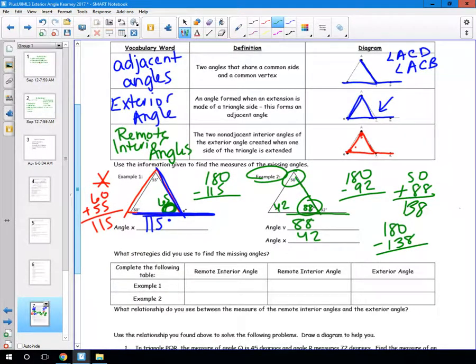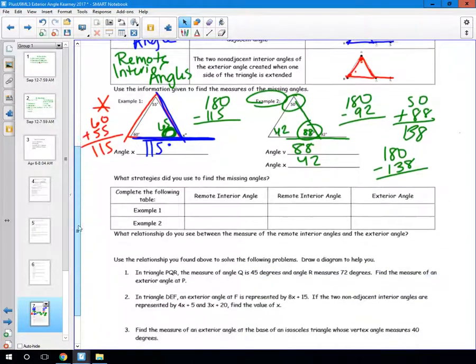How could I figure out that my answer is right? That's right. I can take all 3 of those and add them up, and I should get 180 degrees. Okay. So now I want us to take what we just discovered and put it in the table just below. We're going to try to figure out if we see some kind of connection. Maybe there's a pattern that might make this a little easier for us.